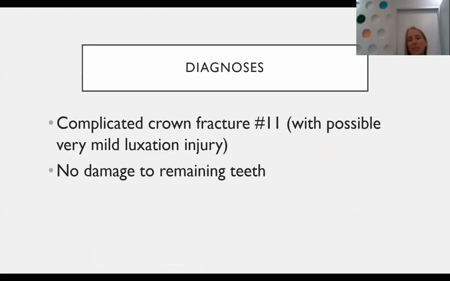So the diagnosis for this patient included a complicated crown fracture of tooth number 1-1 with a possible very mild luxation injury, given the increased lamina dura noted on the radiograph. However, the patient and his parents did not notice any changes in the position of the tooth, and also there is no damage to the remaining teeth.